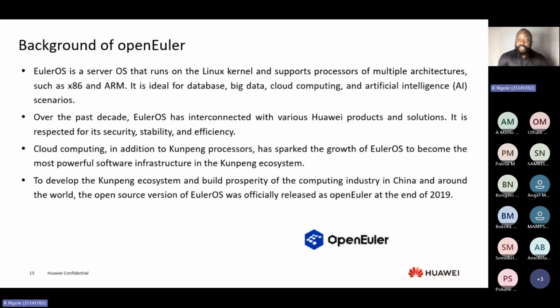So basically, EulerOS is an operating system which is commercial, and it runs on the Linux kernel, right? And when we talk about openEuler, it's an open source version of EulerOS. Which means the kernel base that they are both using is Linux. In terms of architecture, EulerOS will support x86 and ARM, and openEuler will also support x86, ARM, and other architectures as well.